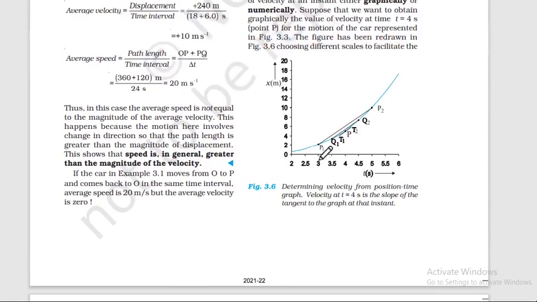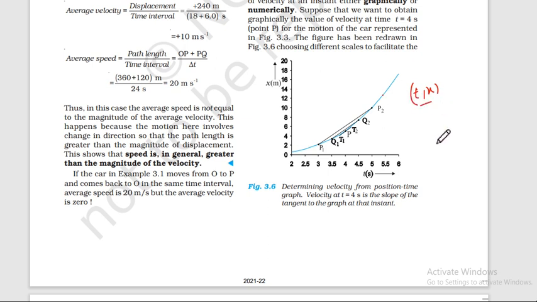Let us say that on this plot, if you take any point, you have a time corresponding to it and a position corresponding to it. So each point on the position time graph is associated with a time and a position.